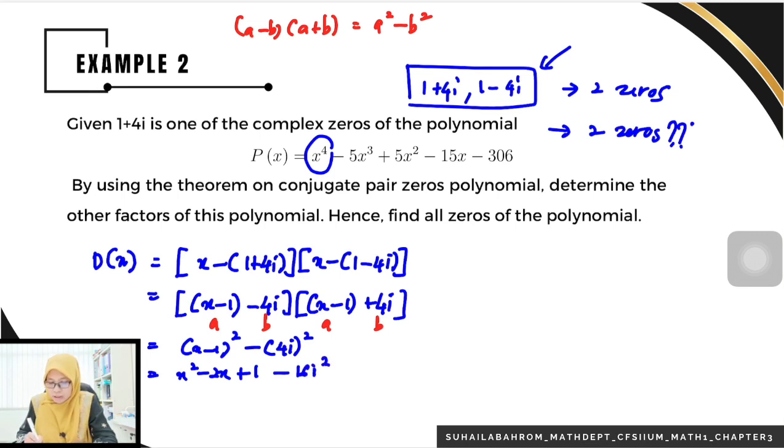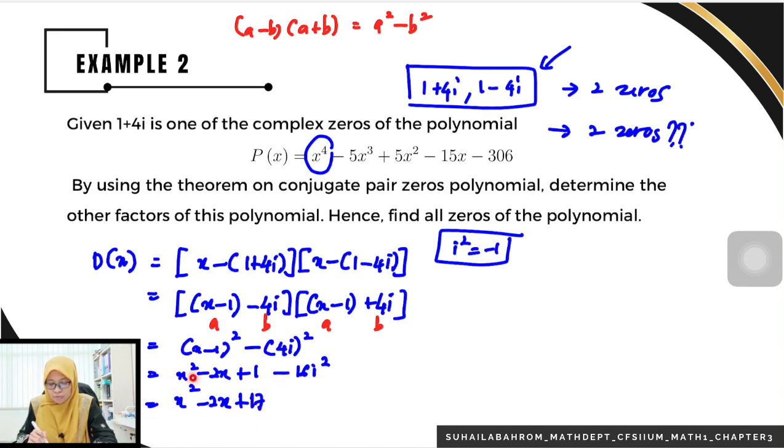So 16i squared, we can substitute I squared with negative 1. Therefore, at the end the divisor is x squared minus 2x plus 17. This term comes from two of the complex zeros of this polynomial, so we can make this term a divisor of the polynomial. Since it is a divisor and it comes from the zeros, it is a factor.